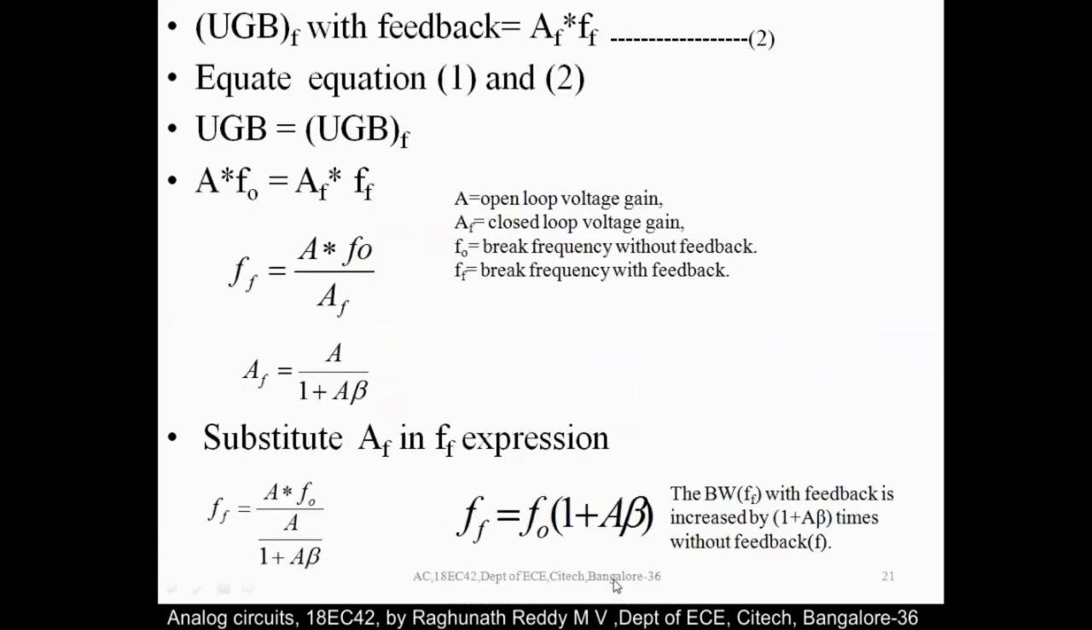After connecting the feedback, unity gain bandwidth becomes Af into Ff. Af is nothing but A divided by 1 plus A beta. Equate those two equations, A into f naught equal to Af into Ff, so that Ff equal to A into f naught divided by Af. Substitute the Af value, Af equal to A divided by 1 plus A beta. The A in the numerator and A here will get cancelled. The bandwidth with feedback equals f naught into 1 plus A beta. It means that bandwidth with feedback is increased by 1 plus A beta times the bandwidth without feedback.